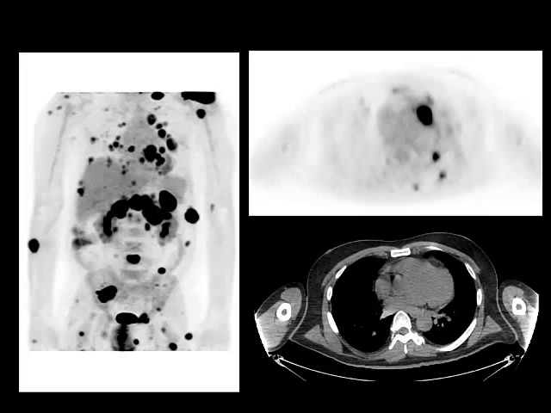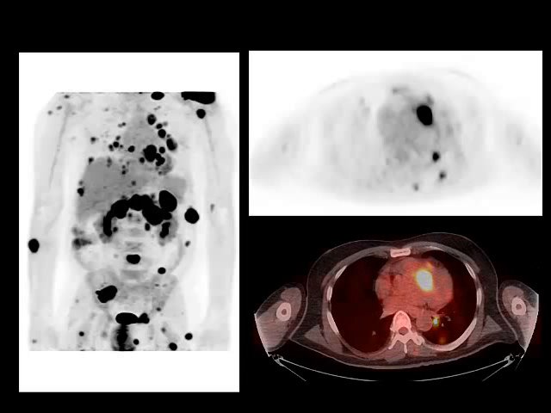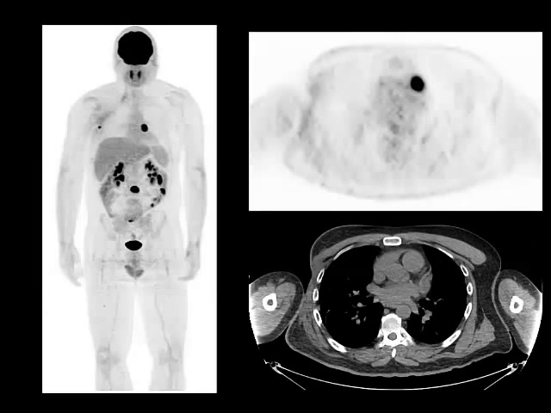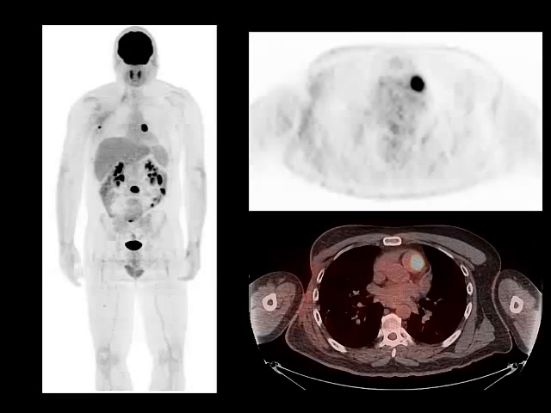Here's a patient with a PET scan showing widespread metastatic disease, but including this focal activity sitting here in the anterior chest. And when we look at the PET CT image, we can see that this is localizing right along the interventricular septum. And on diagnostic CT scanning, we can see that the septum is quite thickened and nodular, corresponding exactly to where that activity was on PET scanning in this patient with metastatic anaplastic thyroid carcinoma.